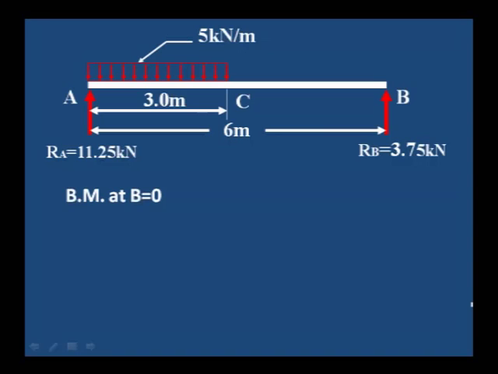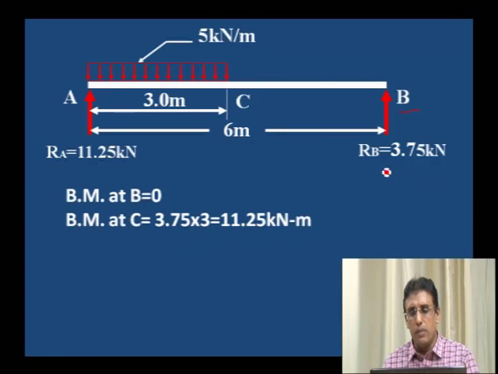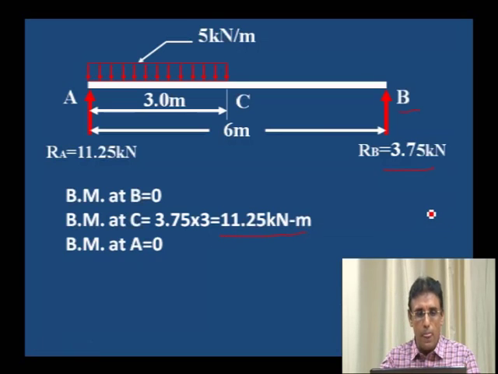Next, bending moment at B is equal to 0. Bending moment at C is the RB value into the distance. The distance from C to B is 3 meter. So 3.75 into 3 is 11.25 kilonewton meter.